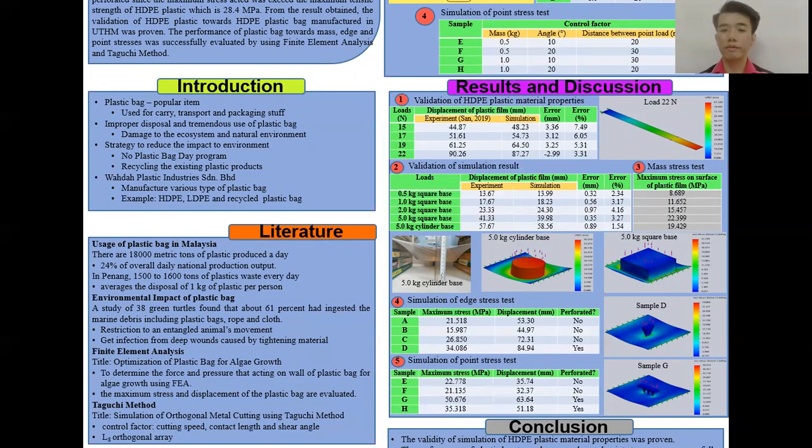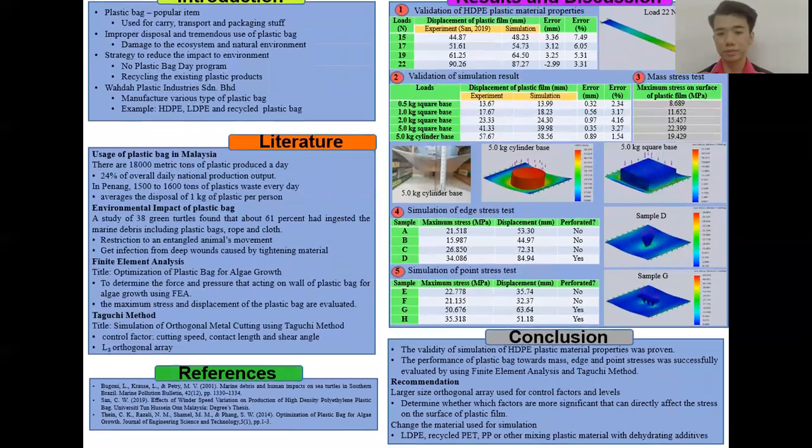The reason why those with the 5 kg square base have a larger stress compared to the 5 kg cylinder base is that the square base has 4 sharp points, one on every corner at the bottom of the base, so it will create a larger stress compared to the cylinder base. And the figure is the result for the simulation of the 5 kg square base.